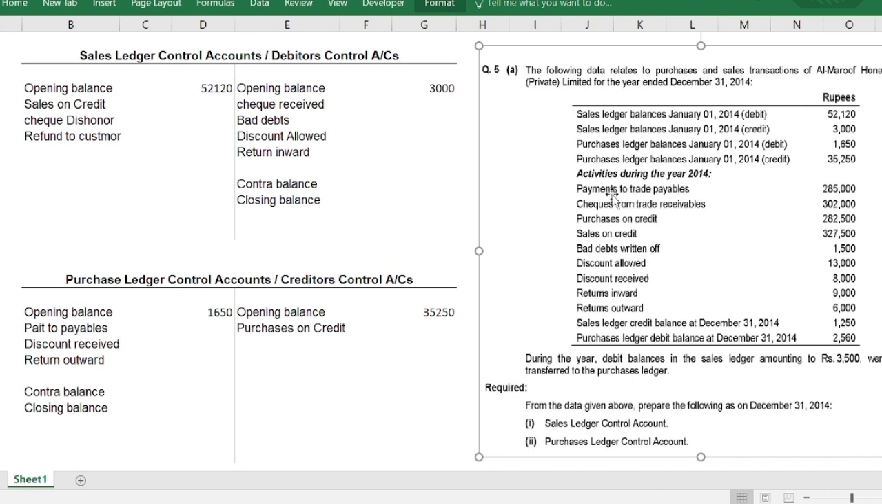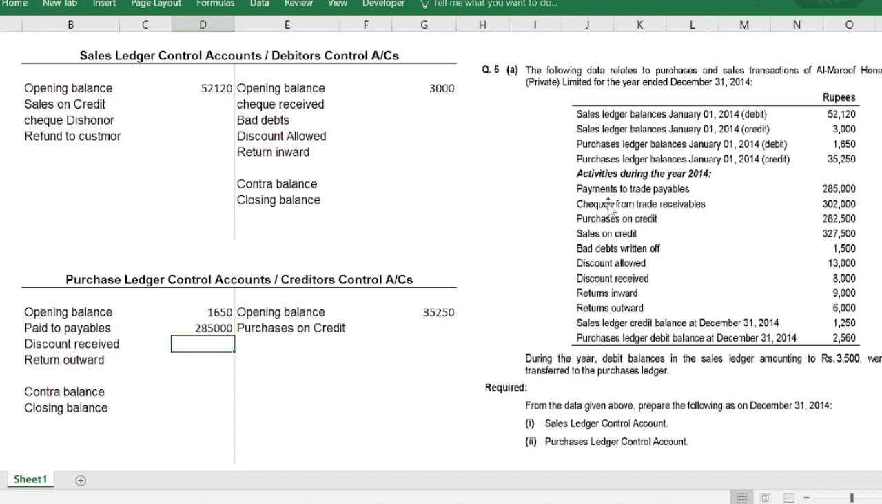The first transaction is payment to trade payables. As you know, dear students, we clearly understood in the previous slides all those transactions due to which our payables account will be decreased. We record them onto the debit side in purchase ledger control accounts. So we record it onto the debit side. Here we mention that the amount paid to the payables is 2,85,000.